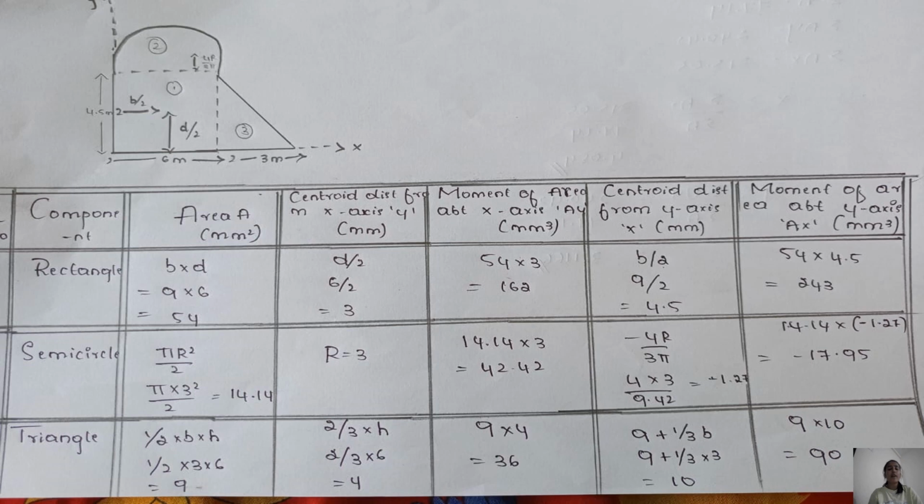Centroid distance from y-axis x is 9 plus 1 by 3 into base. We already know that the base value is 3, 9 plus 1 by 3 into 3 equals 10. Moment of area about y-axis, we already know that it is area into centroid distance from y-axis, 9 into 10 equals 90.